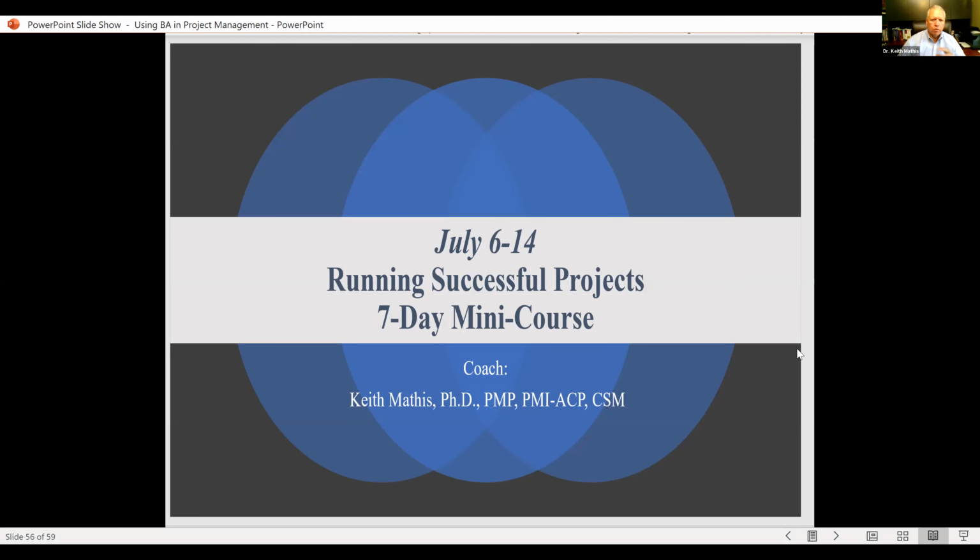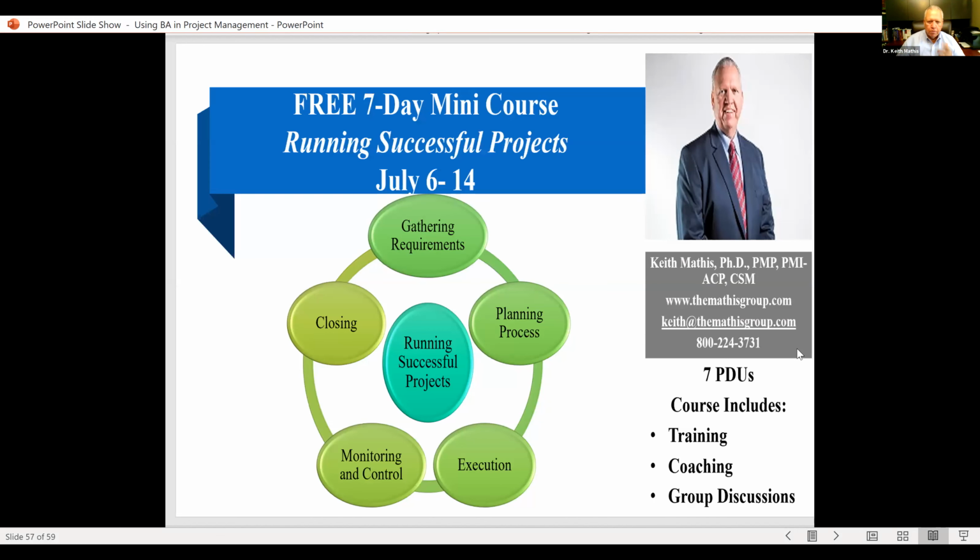Here's what we're looking at in those 7 days. First day, it's going to be gathering requirements. You're going to have a discussion board. You'll have a video to watch, those type of things, but you'll be creating a checklist about gathering requirements at the end of the day. As a group, with it being group coaching, your group is going to give feedback to you about your checklist, just like you will of others.